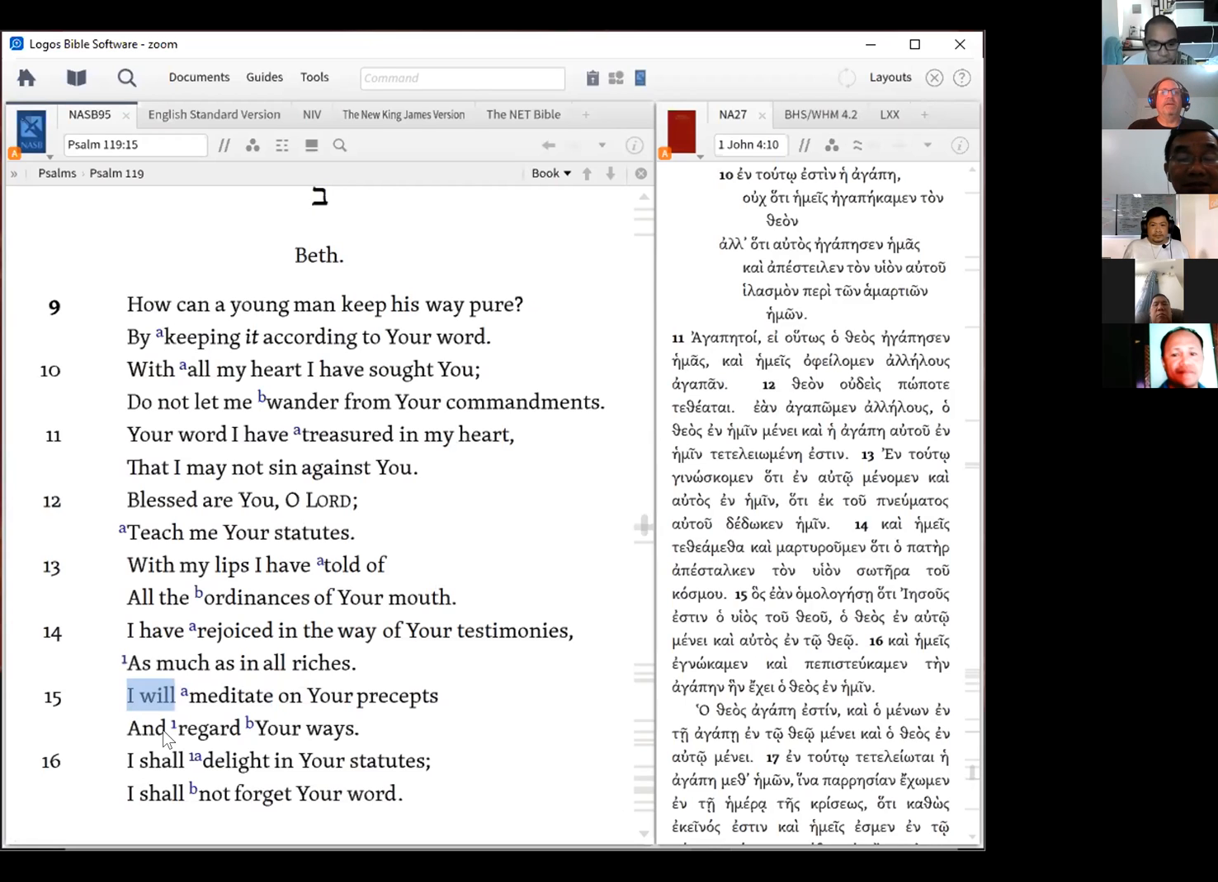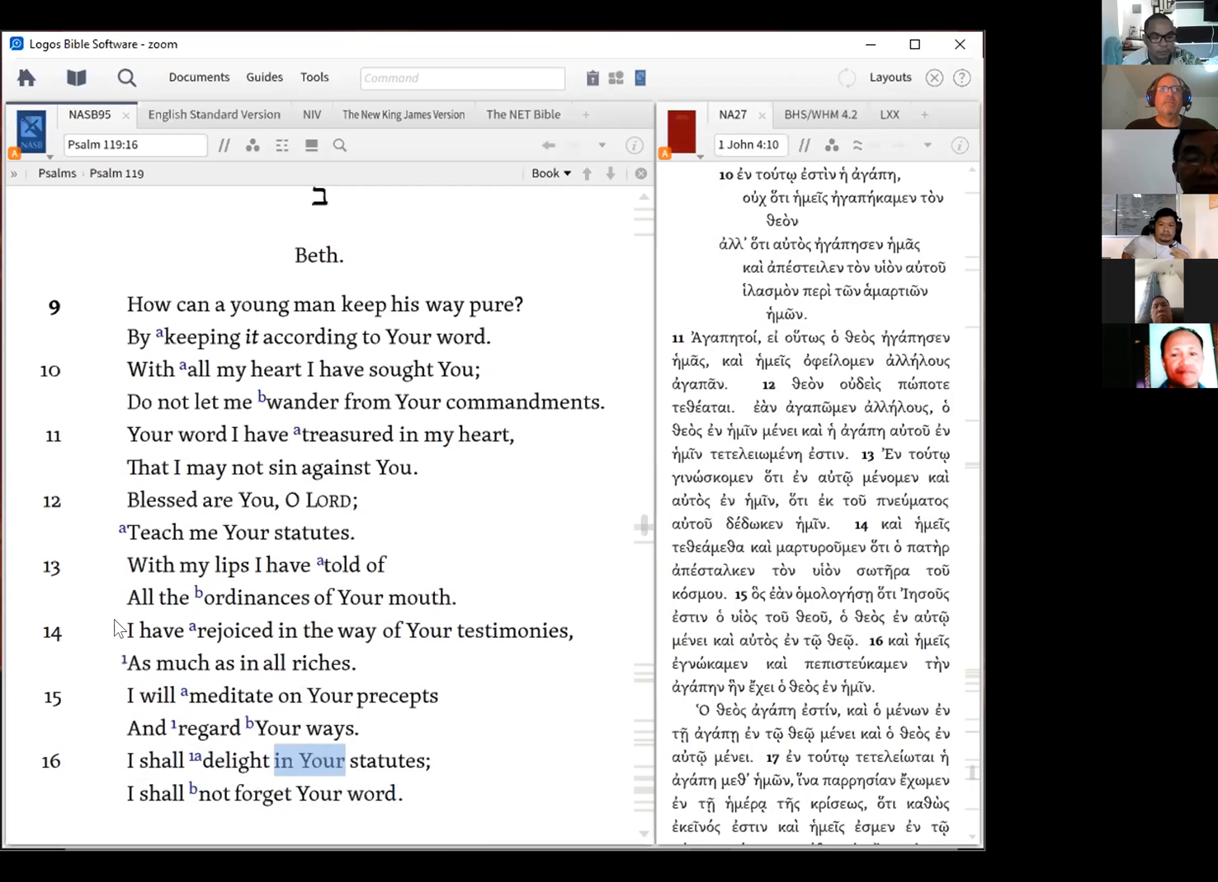So keep an eye on that. Sometimes it can look like developmental, but you got to ask yourself, is there an ellipsis here? Are there words that were left out for the sake of brevity, but actually are intended to be there in regards to the meaning? Now notice in verse 16, he says, I shall delight in your statutes. I shall not forget your words. So here there's no ellipsis, and it's clearly synonymous, right? I shall delight, I shall not forget. In your statutes, your word.